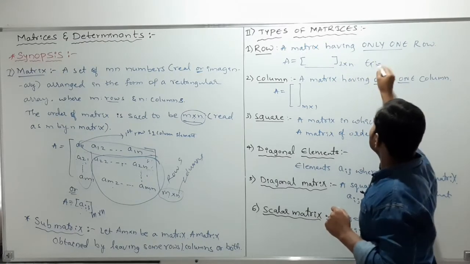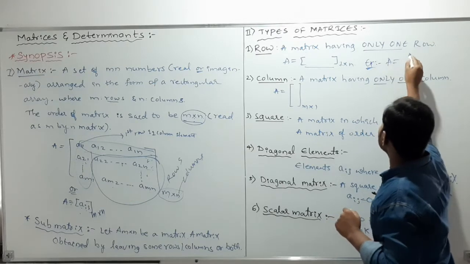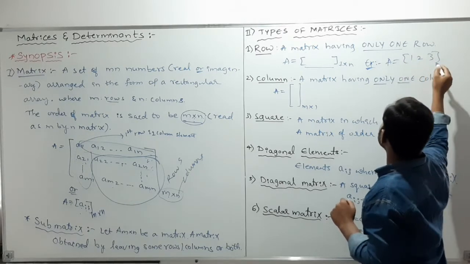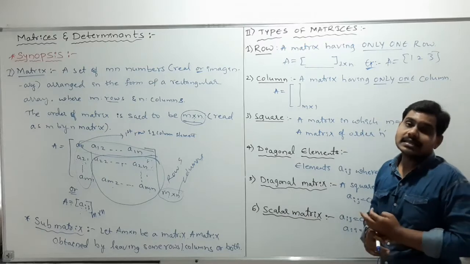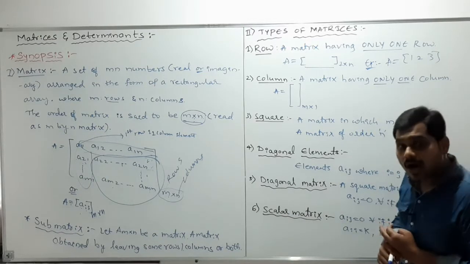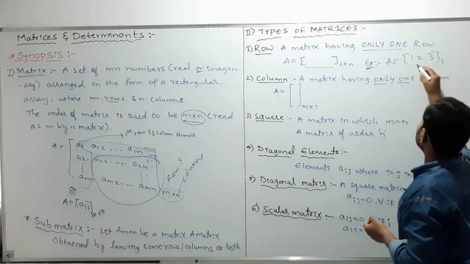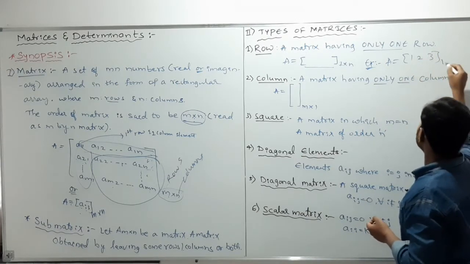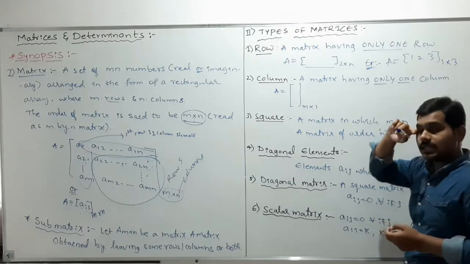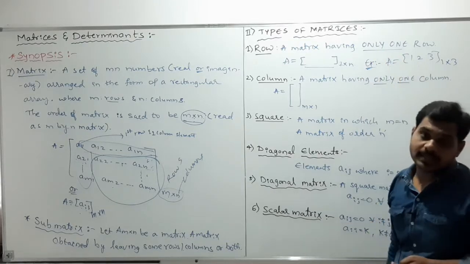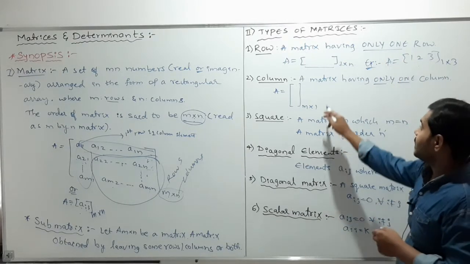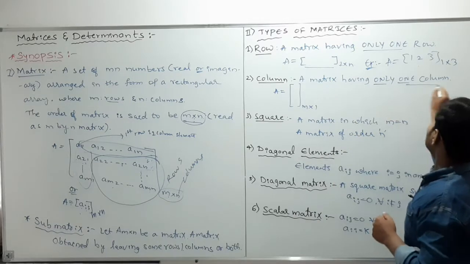In particular, as an example for a row matrix, you can write 1, 2, 3. And what is the order here? One row is there and how many columns? 1, 2, 3. So 1 cross 3 is the order of this matrix. Clear? And next, the second one, my dear students, a matrix having only one column.